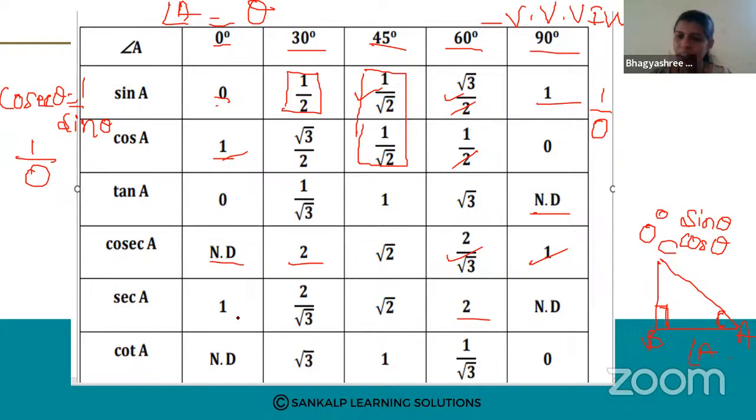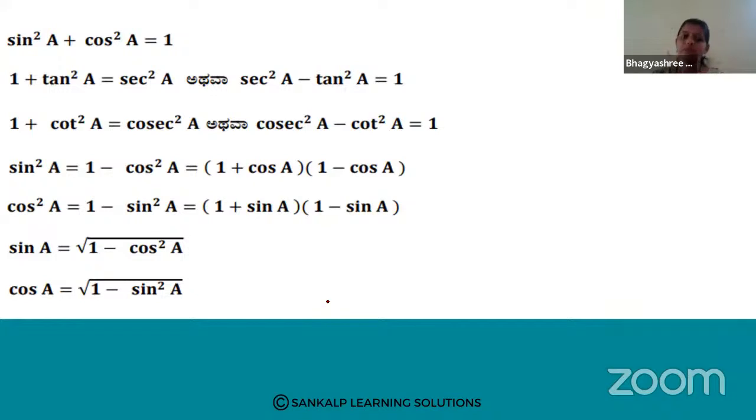Cot. Cot means 1 divided by tan. So whatever the tan values are, if you take 1 divided by them you will get the cot value, right? So cot 0 means it is not defined. Cot 30 degree it is root 3. Cot 45 it is 1 and cot 60 degree it is 1 divided by root 3 and cot 90 it is 0. Okay. Next.